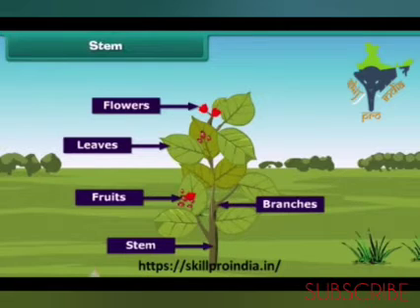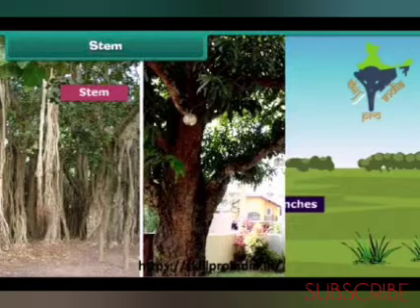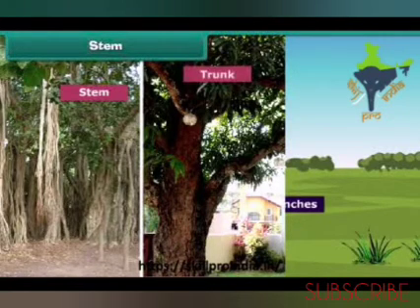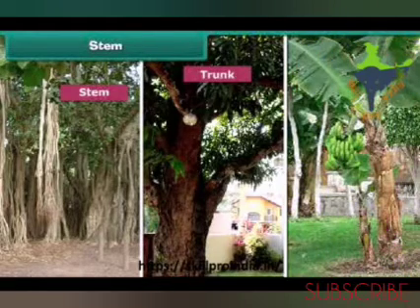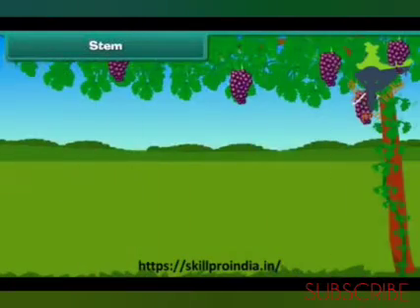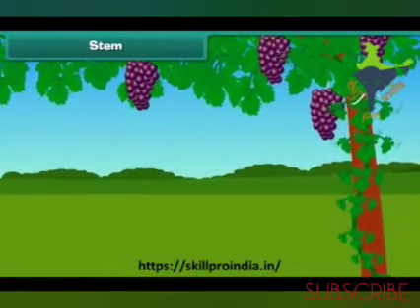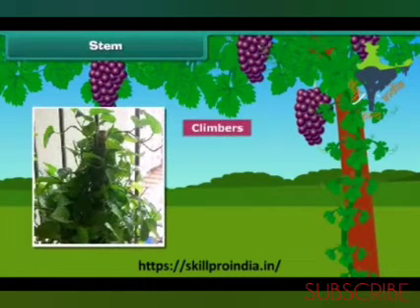Some trees, like banyan and mango, have hard, strong, and brown stem. It's called trunk, whereas some trees, such as banana, have a thick but soft and green stem. In some plants, the stems are so weak that they cannot hold the plant upright. Such plants climb with the help of a support, so they are called climbers. Money plant is the best example of this kind.